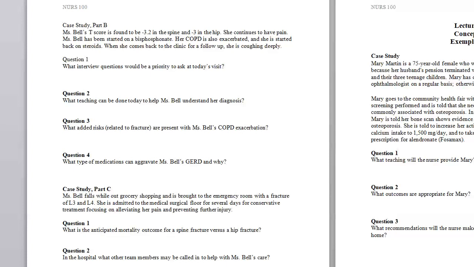All right, question 3. What added risk related to fractures are present with Miss Bell's COPD exacerbation? Because she had this exacerbation of her COPD, she has been prescribed a course of steroids, which increases her risk of developing glucocorticoid-induced osteoporosis and spontaneous bone fractures. Steroids can directly affect bone cells by slowing the rate of bone formation. They also interfere with calcium metabolism in the body. So what type of medications can aggravate Miss Bell's GERD and why?